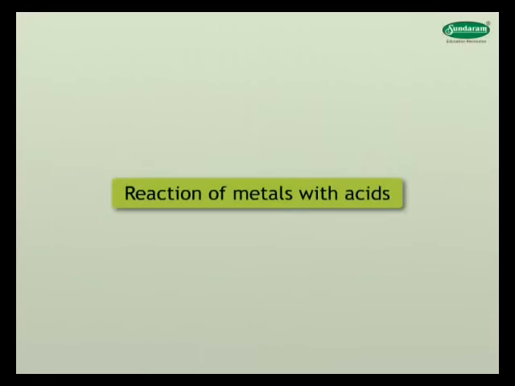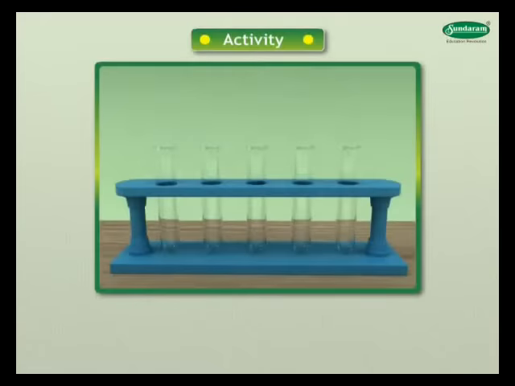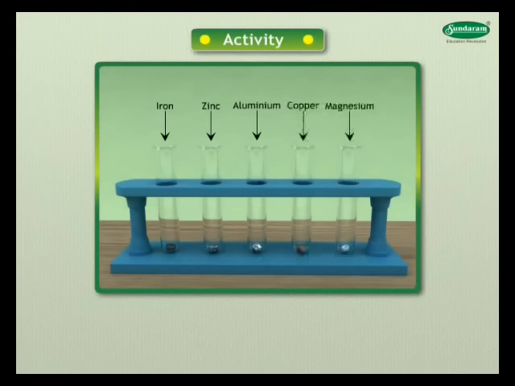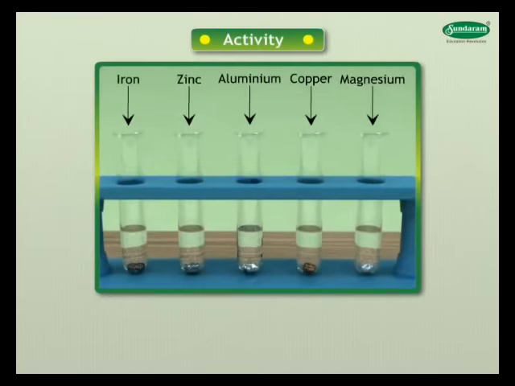Now let us see how metals react with acids. Metals react with acids to give salt and hydrogen gas. But do all metals react in the same manner? Let us find out. Activity. Take the metal samples of iron, zinc, aluminium, copper, magnesium, etc. in separate test tubes. Add dilute hydrochloric acid in each of them. Now observe the formation of bubbles carefully.